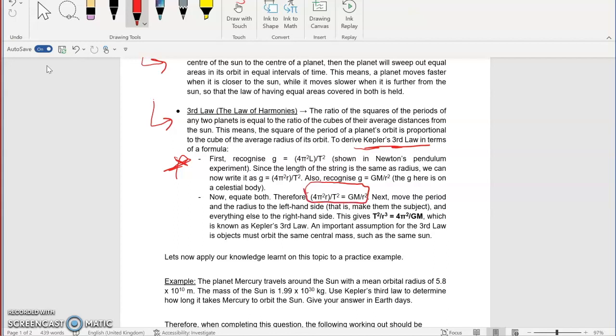Next, move the period and radius to the left-hand side, that is, make them the subject, and everything else to the right-hand side. This gives us T² divided by R³, which is equal to 4π² divided by capital G M, which is known as Kepler's third law. An important assumption for the third law is objects must orbit the same central mass, such as the same Sun. Let's now apply our knowledge learned on this topic to a practice example.